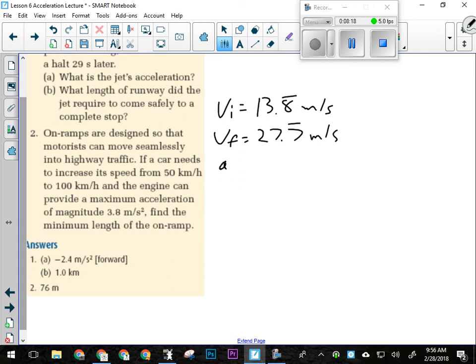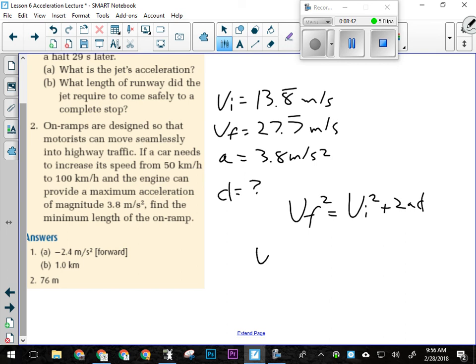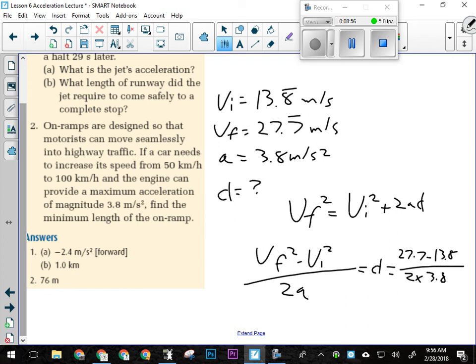And they can accelerate at 3.8 meters per second squared because it's a ramp and there's a component of gravity that's assisting the engine coming down. That's why we always build them that way. We are looking for the minimum length of the on-ramp, which means, again, we're going to use this formula: VF squared equals VI squared plus 2AD. We were never told the time, so we only have this information. So solving for D means subtract VI squared from both sides and then divide by 2A to leave D by itself. So that'll be 27.7 squared minus 13.8 squared divided by 2 times 3.8, and that'll give us our length of 76 meters.